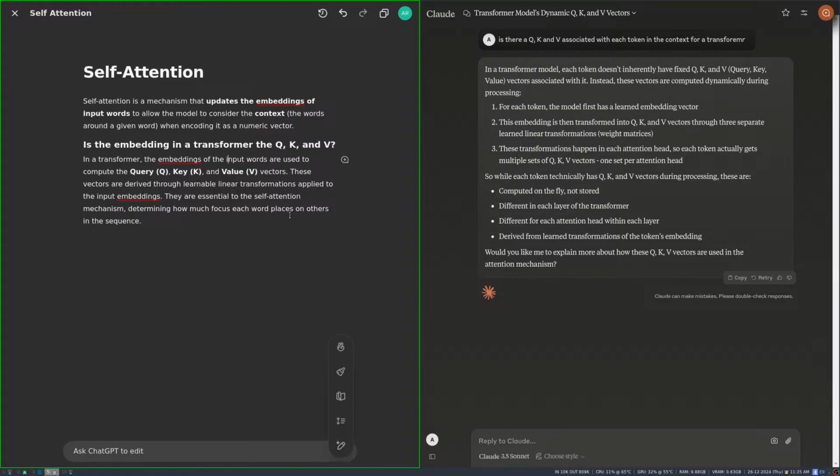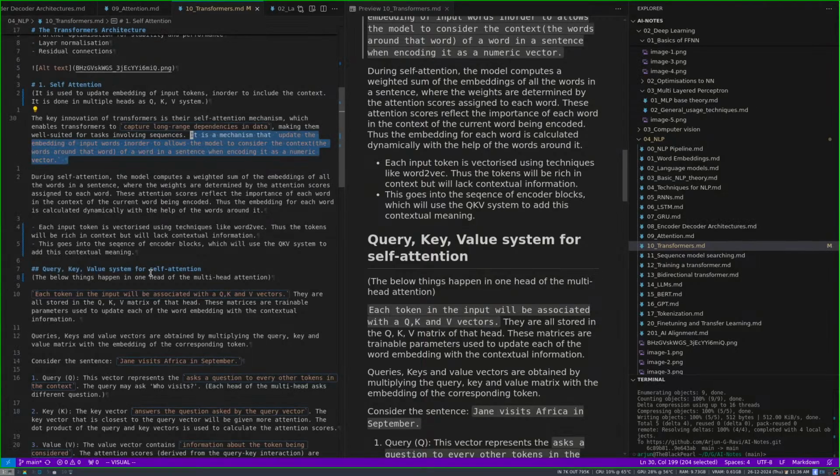I should not use the canvas for such stuff. Embeddings are used to calculate the QKV. These vectors are derived through a learnable linear combination applied to the input embedding. Okay, learnable linear combination. Okay, these are essentially different. Okay, so QKV. Okay, that is information permeated.